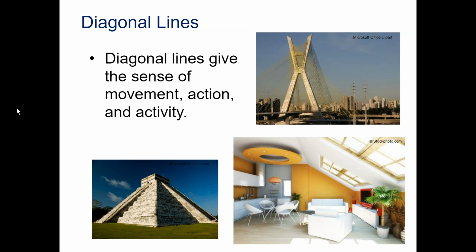Diagonal lines give us that sense of movement or action, kind of activity, like, should I be looking up this pyramid or down this pyramid? It leads my eye in one direction or the other. Same with this structure. Here I have the diagonal line represented by these windows in this part of the ceiling that leads my eye back and forth from the two activity parts of this room, where I'm going to sit and watch TV or where I'm going to eat.